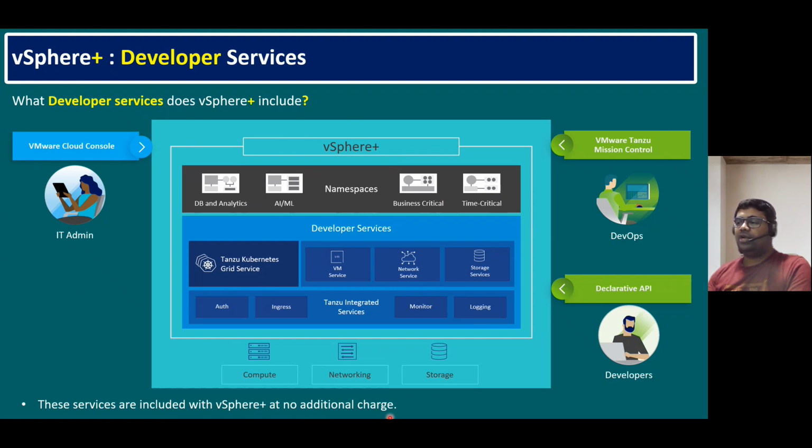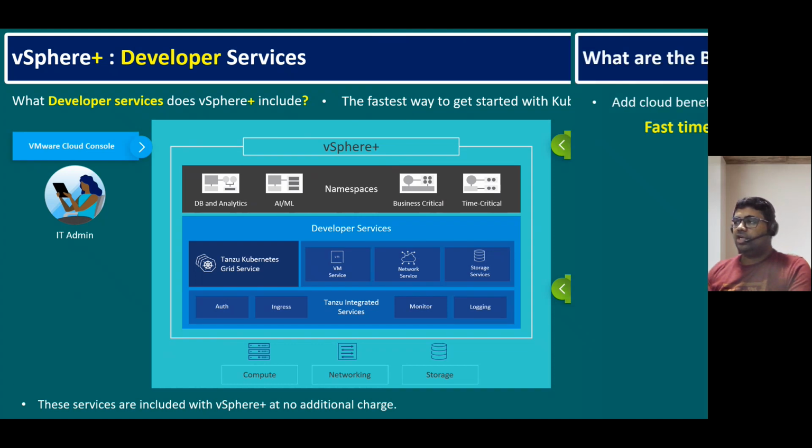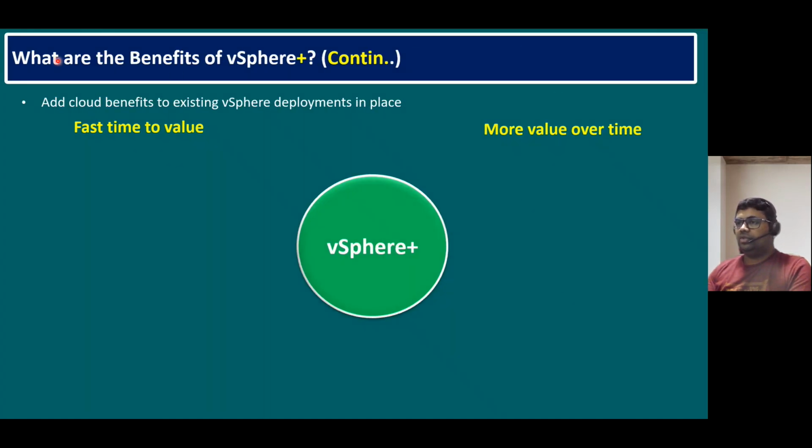But if you do not have the vSphere Plus licensing method, we have to subscribe to each component with a separate license. To save cost for our organization or customers, the best method is to choose the vSphere Plus subscription model, and this is the fastest way to get started with Kubernetes. Okay, now let's continue with the additional benefits. So what are the benefits of vSphere Plus continuation?